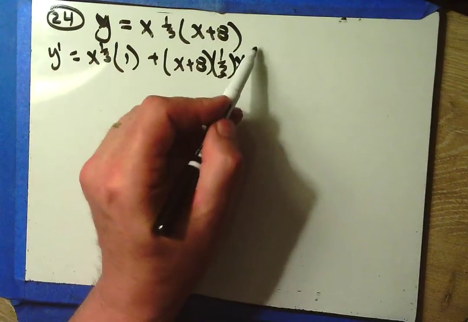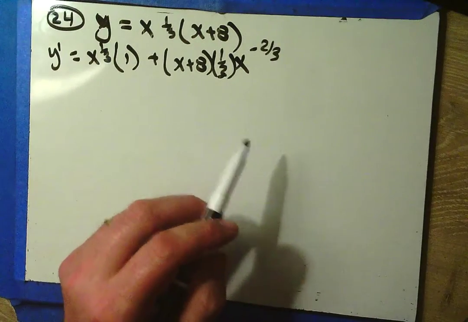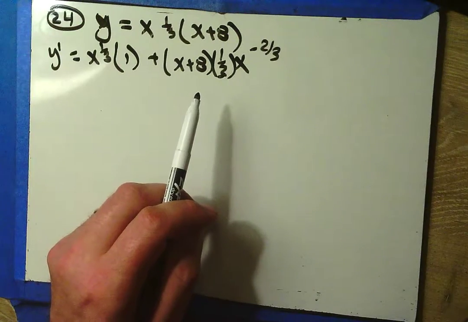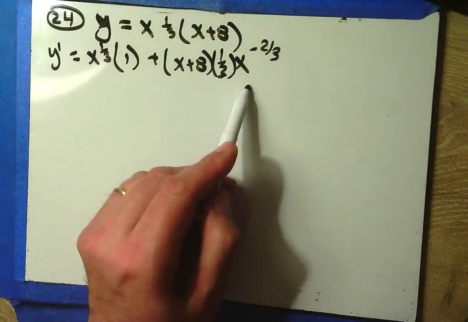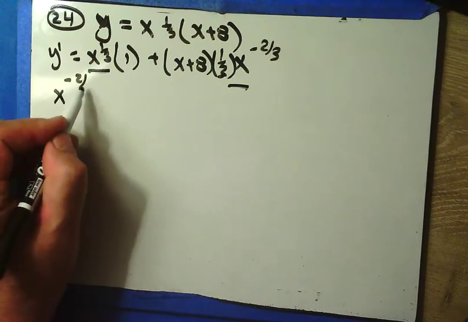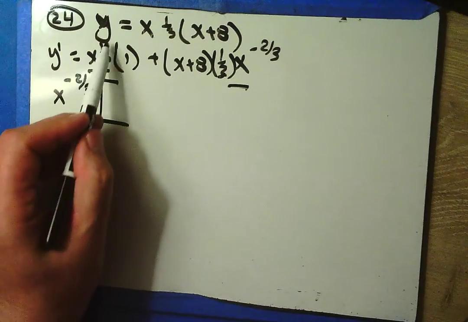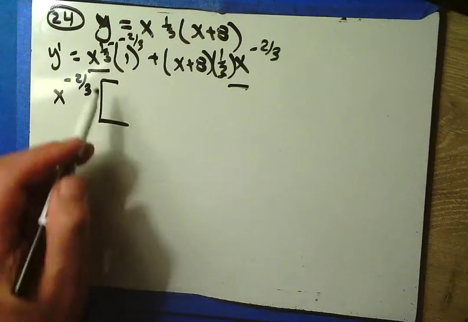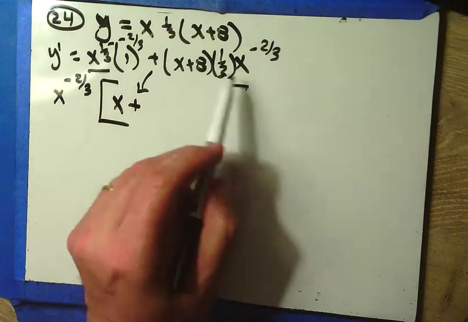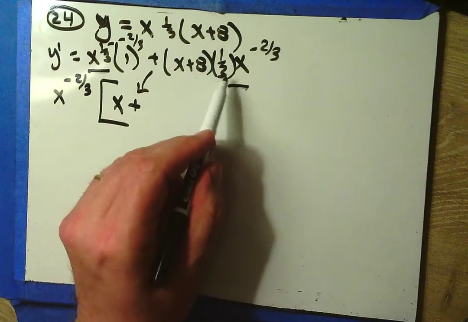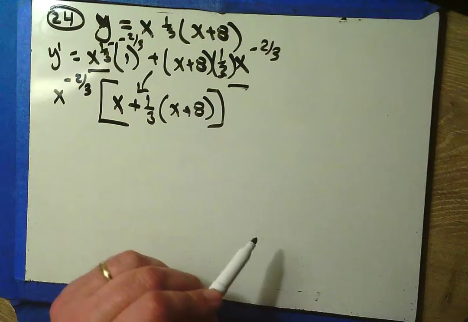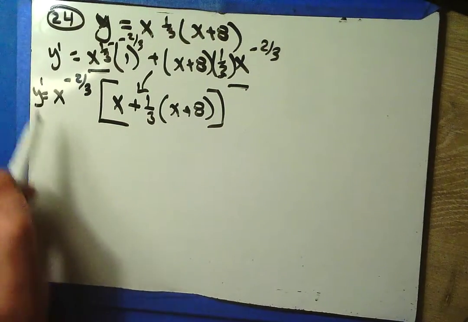x to the 1/3 minus 1, that's minus 2/3. Here's the thing we've been trying to get you ready for since August, September of pre-cal, when we need to factor out that smallest power. So we're going to factor out x to the negative 2/3. When we factor out a negative 2/3 here, we're going to be left with x times 1, so that's x, then our plus symbol, and here we factored out all of this, but we still have the 1/3 and the x plus 8. Okay? So there's our y prime.